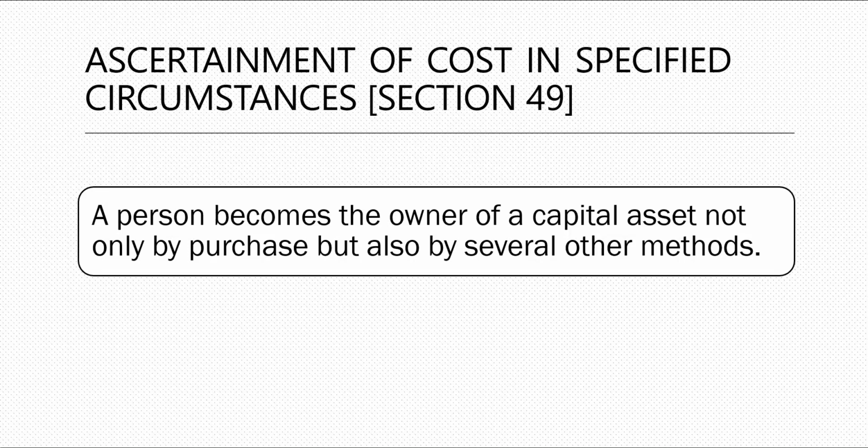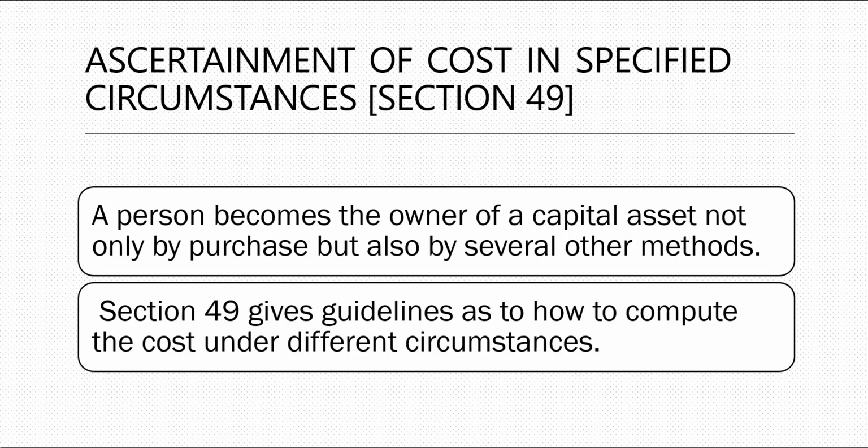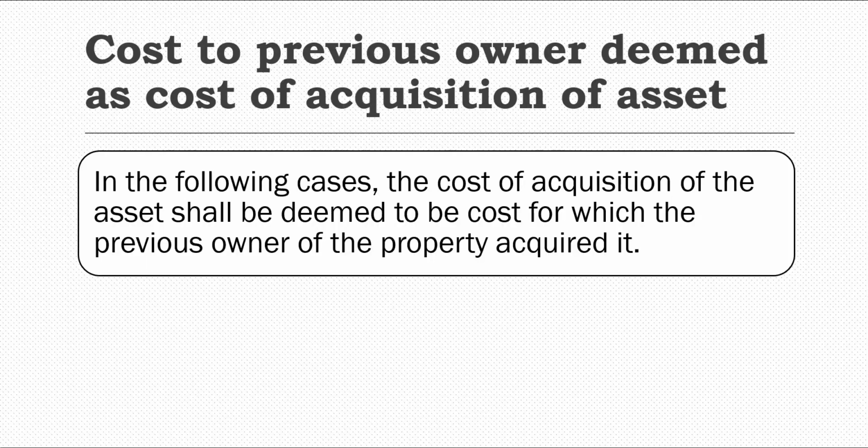Okay, so can you read, sir? A person becomes the owner of a capital asset not only by purchase but also by several other methods. Section 49 gives guidelines as to how to compute the cost under different circumstances. In the following cases, the cost of acquisition of the asset shall be deemed to be the cost for which the previous owner of the property acquired it.